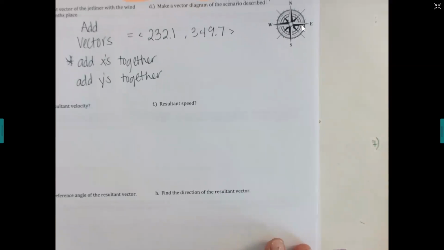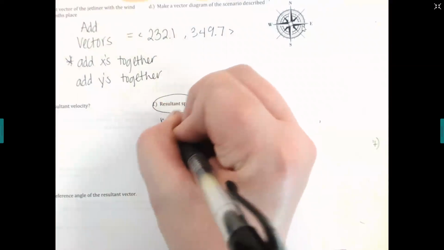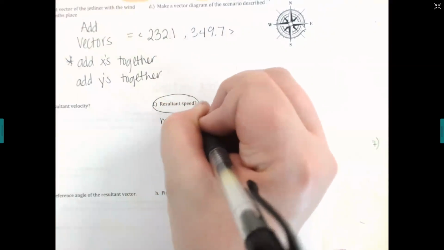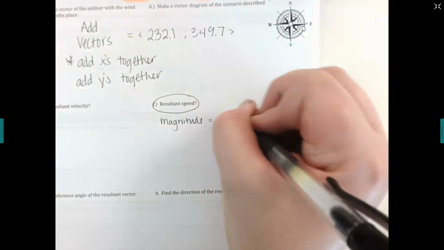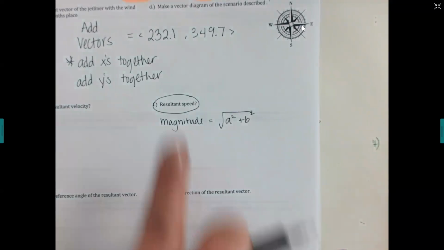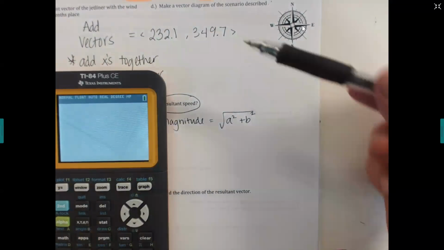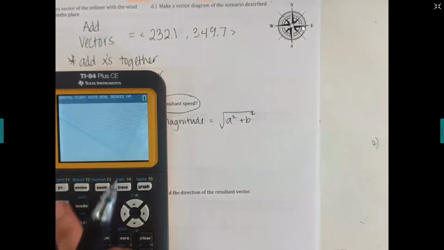We're going to find the speed. Well, the speed is just how long it is, which we already have a formula for. It's a squared plus b squared, and take the square root. So let's do that with our vector. We're going to do 232.1 squared plus 349.7 squared, and then we're going to take the square root.